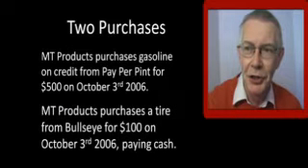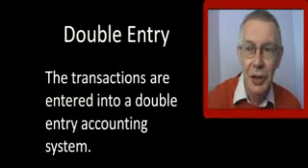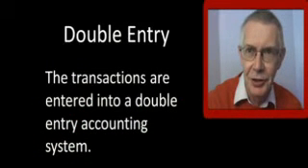MT Products purchases gasoline on credit from Paper Point for $500 on October the 3rd, 2006. MT Products purchases a tire from Bullseye for $100, paying cash on October the 3rd, 2006. The transactions are entered as double entries to the accounting system.